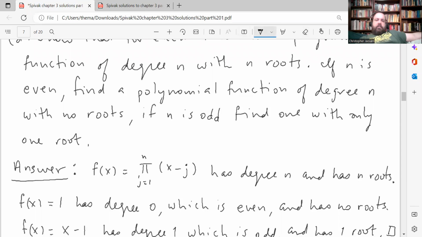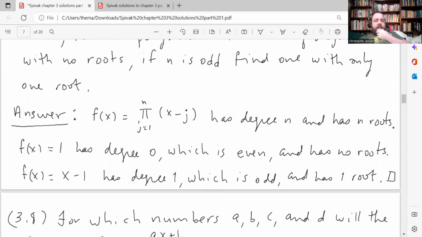So here, this is the polynomial that I picked. Again, if you're not familiar with that product notation, all this means is (x minus 1) times (x minus 2) all the way up to (x minus n). So clearly that polynomial has n roots, right? He didn't say they have to be distinct, but that's the one I picked, and it has distinct roots.